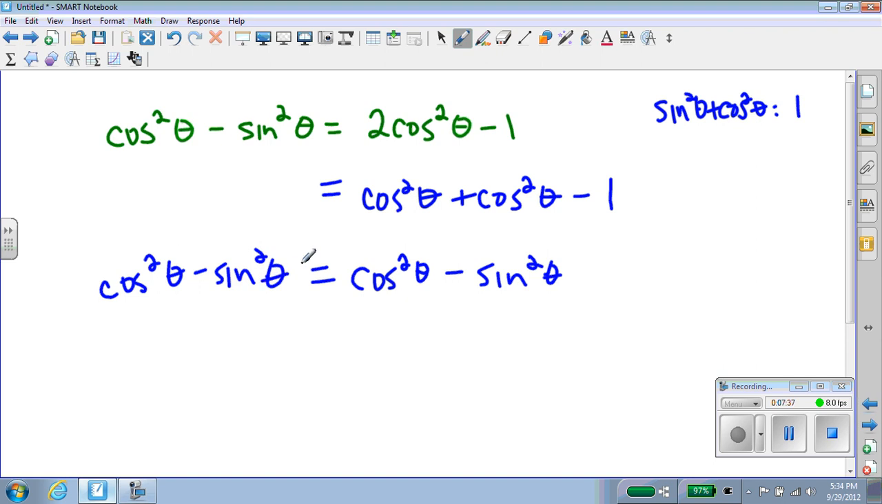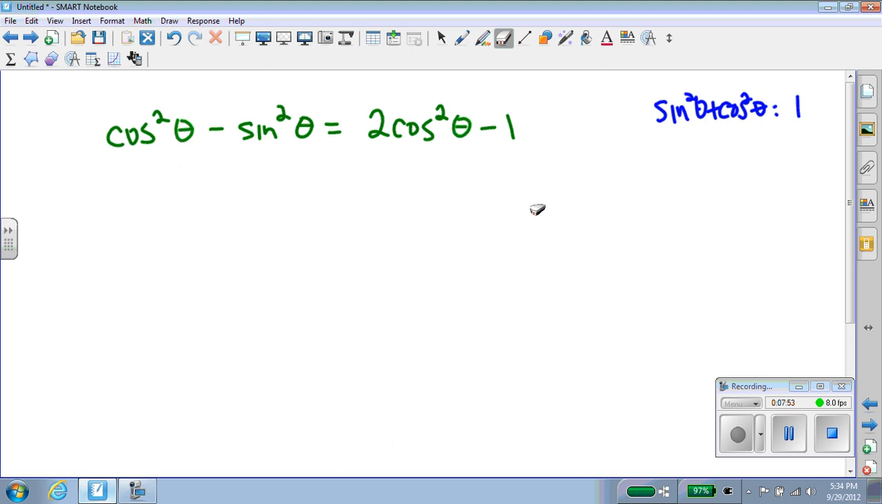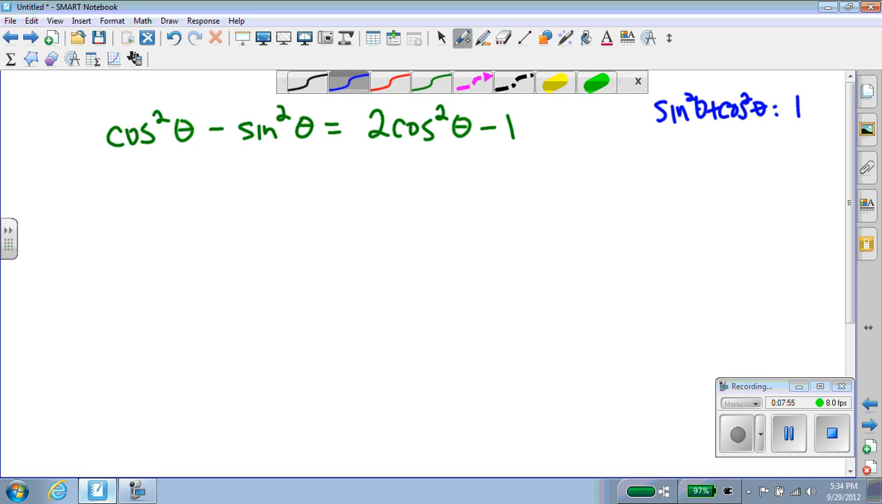I'm going to start this one again because I'm guessing you probably would not have done that. So let me erase that. Okay, I'm guessing you might have said maybe cosine squared theta. No, let's see. This side doesn't have sine squared theta, so I want to get rid of sine squared theta. So maybe I replace it with 1 minus cosine squared theta.